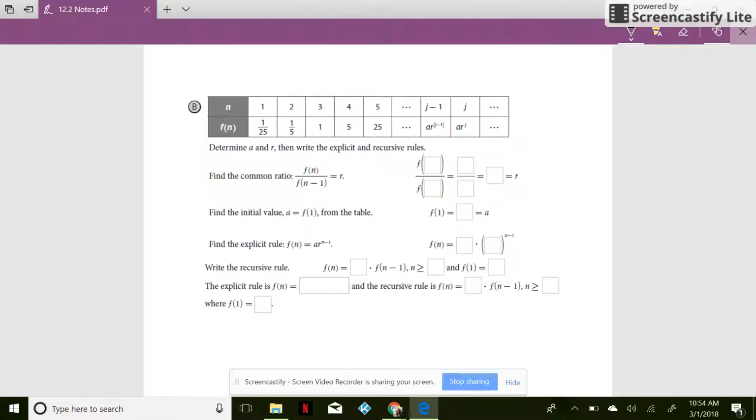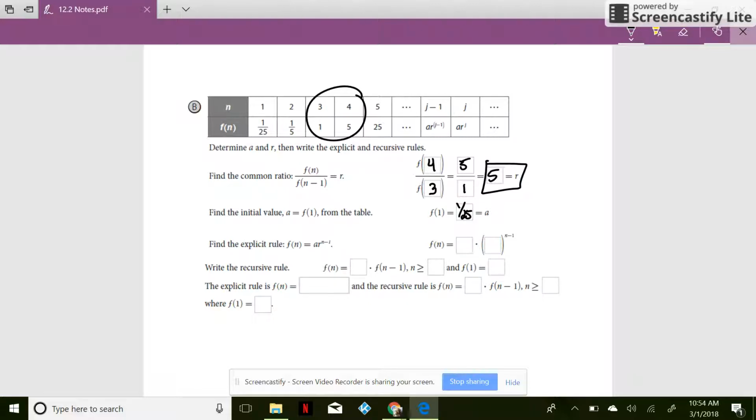So we want to write the explicit and recursive rule for this function now. First thing we have to do is find the common ratio. So we're going to go ahead and pick some whole numbers just because we can. Let's look at the values when our inputs are 4 and 3. When our input is 4, our output is 1. When our input is 3, our output is 5, so 5 over 1, these values here. 5 over 1 is equal to 5, so that's our r. And then our initial value, f of 1 is equal to 1 over 25, so that's our value of a.